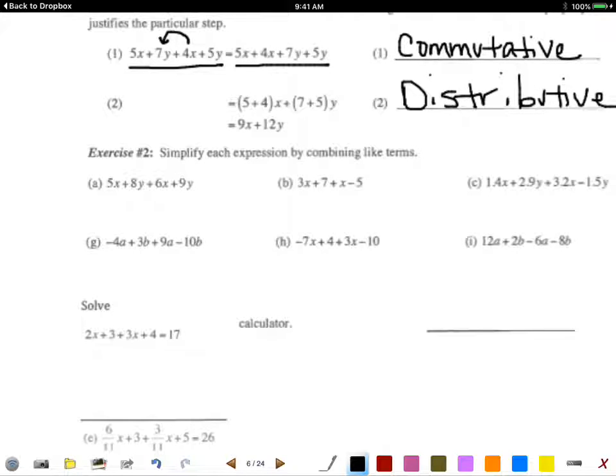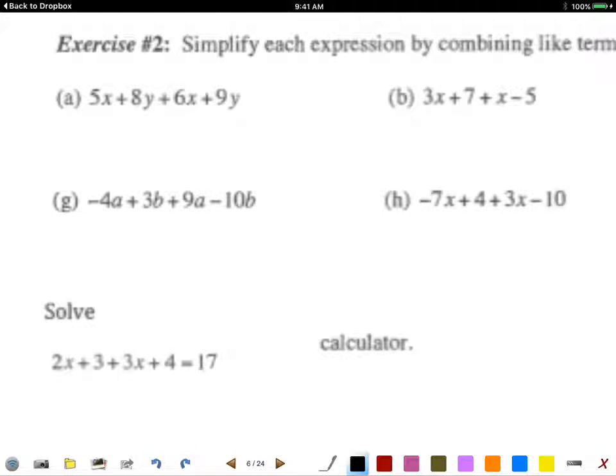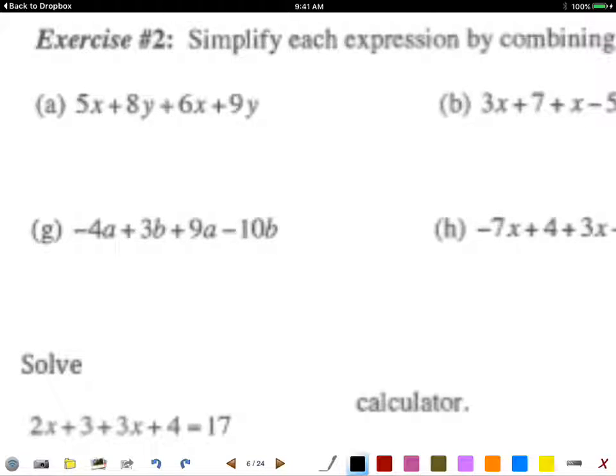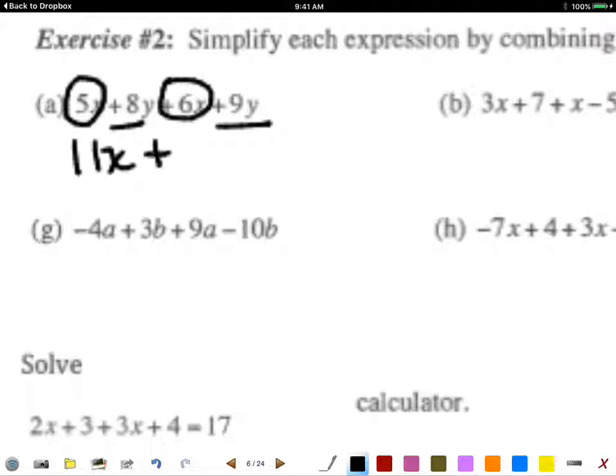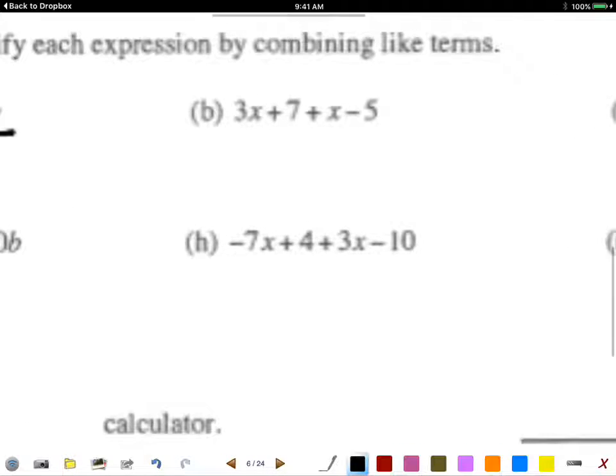Okay, now this part is very important. This is going to lead us into another type of solving equations, so I really need you to pay close attention here. Okay, letter A. This is combining like terms, which is what we did a little bit in the last unit. What can we combine here? 5x. Okay, what does that become? 11x, and then plus what? 17y. Good.